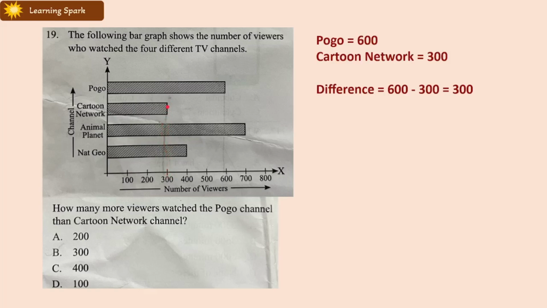Okay, so Pogo is 600, Cartoon Network is 300, and we need the difference. How many more people have watched Pogo channel? So 600 minus 300 equals 300. So B is the answer over here.